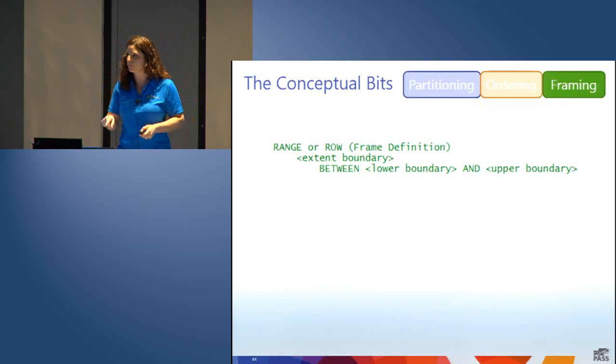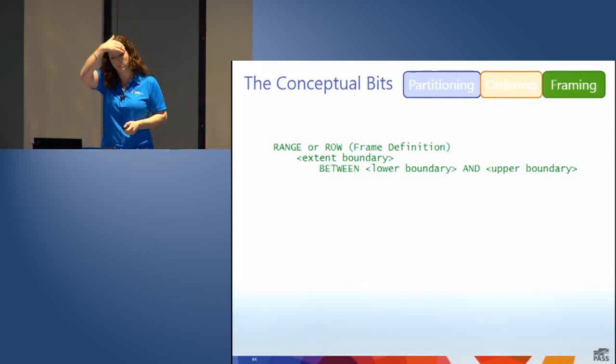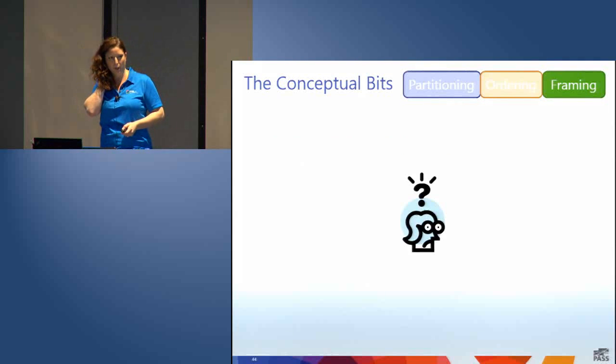And our demos coming up next will make that a lot more clear, I think. But this is a place that folks get lost in a lot. So I can't stress it enough that range is value-based and row is discrete position-based. So any questions on the concept of framing? We'll go into more detail with the demos.